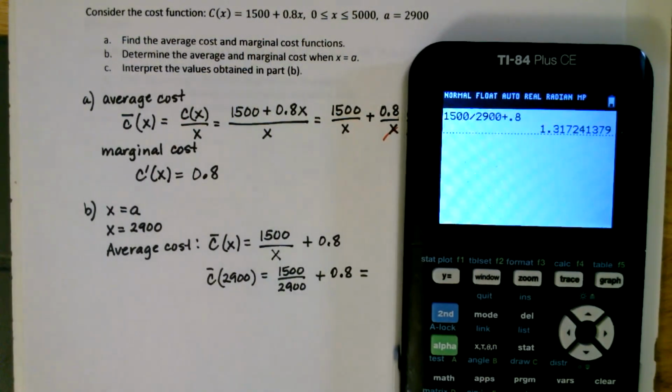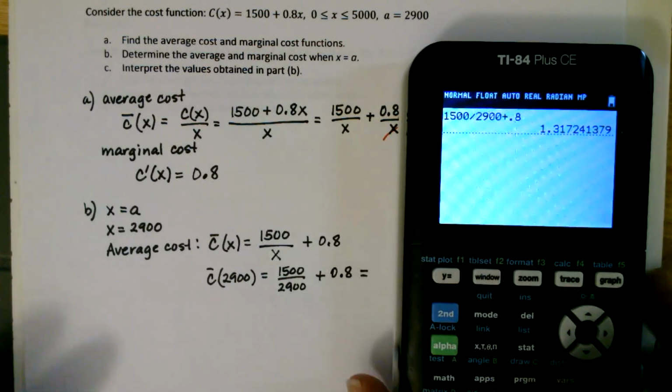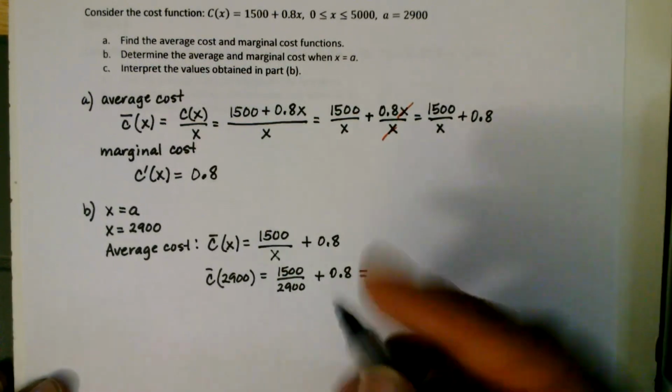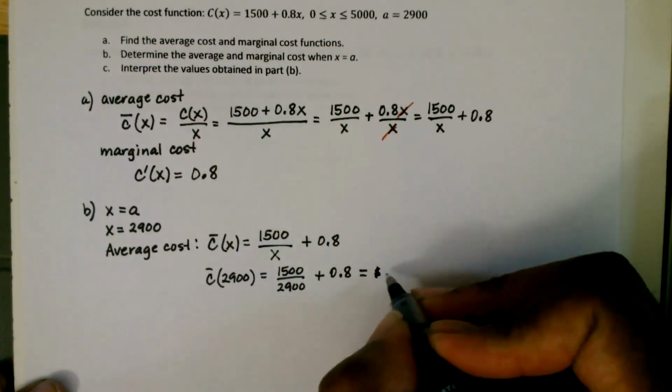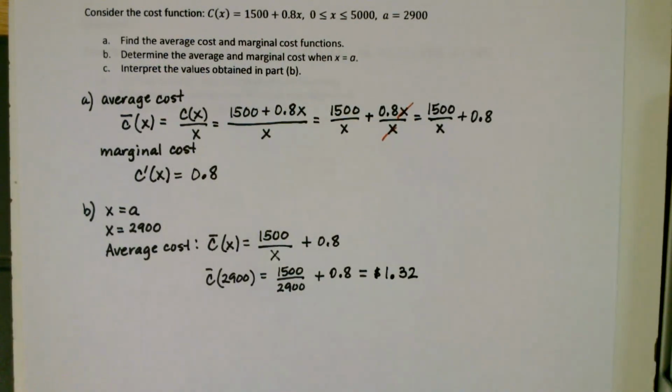Now, if we round that off to 2 decimal places, since we're dealing with money amounts here, this will be 1.32. So the average cost would be $1.32 based on that cost function. So the average cost would be $1.32 for producing, let's say, 2,900 items.